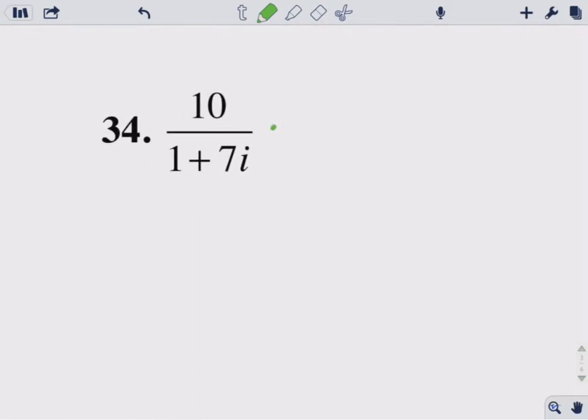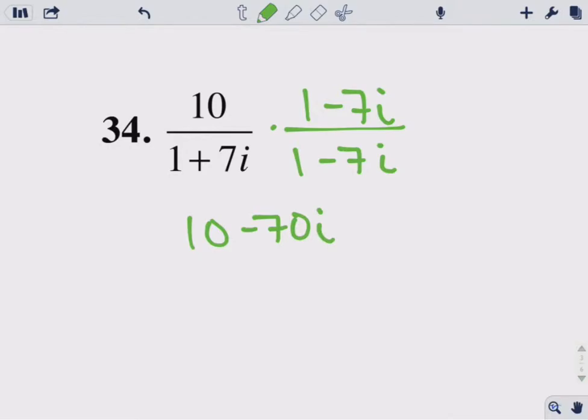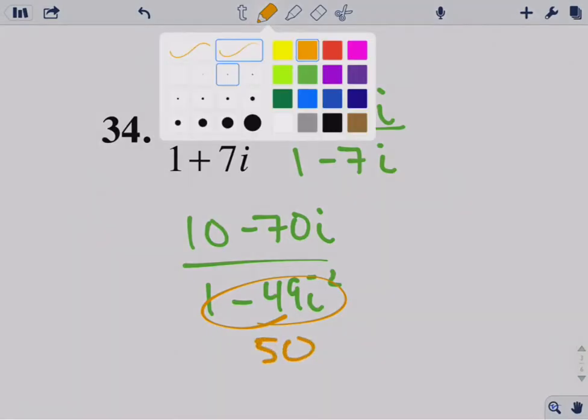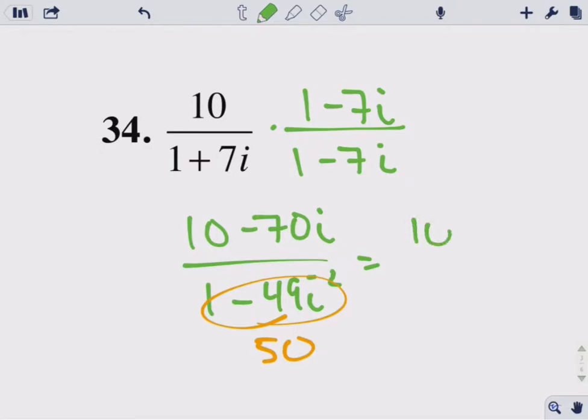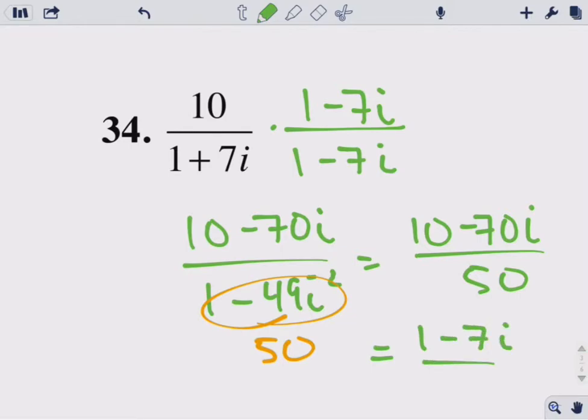Okay, now we actually have to rationalize the denominator. The conjugate of 1 plus 7i is 1 minus 7i. Okay, so I get 10 minus 70i on top. I get 1 minus 49i squared on the bottom. Remember, 49i squared is negative 49, so 1 minus negative 49 is 50. Okay, so I get 10 minus 70i over 50, which is 1 minus 7i over 5.